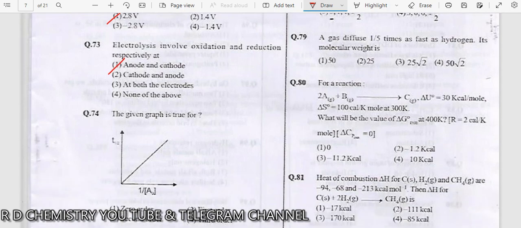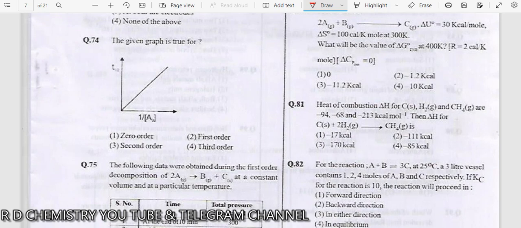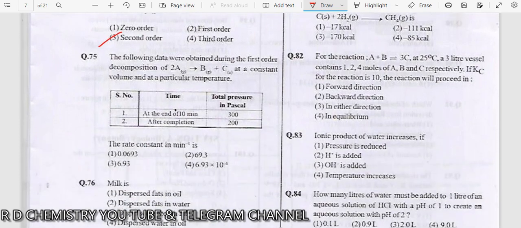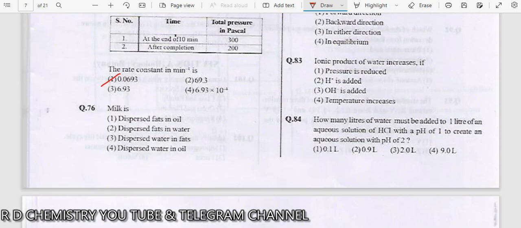Question number 74, this is from chemical kinetics, and answer is option number 3, second order. Question number 75 from the kinetics chapter, answer is option number 1. Question number 76 from surface chemistry, answer is option number 2.